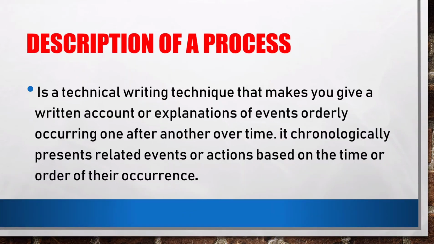What is description of a process? Let us read. It is a technical writing technique that makes you give a written account or explanation of events orderly occurring one after another over time. It chronologically presents related events or actions based on the time order of their occurrence. When we say process, there is always order and sequence involved. Through process, a sequence of events can be chronologically presented based on the time of their occurrence.